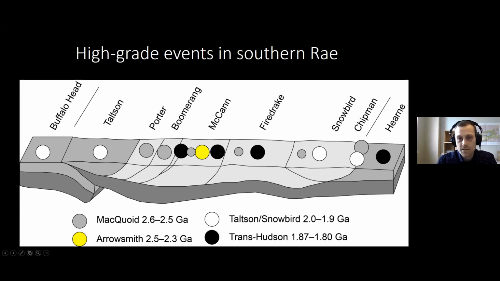And you can see the black circles there. There's of course overprinting in the Hearn Craton on the east, which is the closest Craton to these indenters, even farther east. But within the South Rae, we seem to have high-grade Trans-Hudson events in a few centrally located domains.